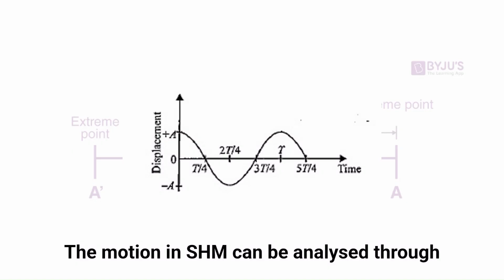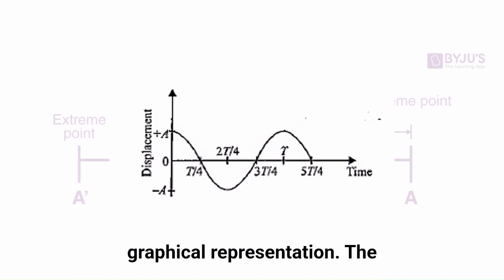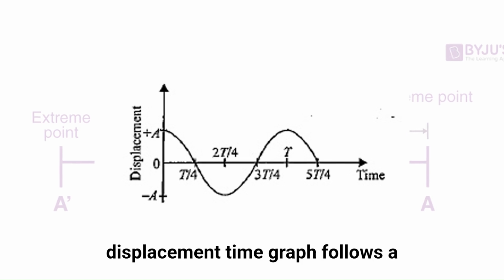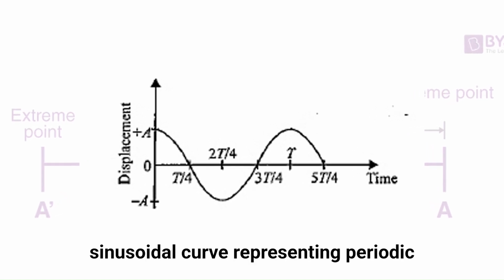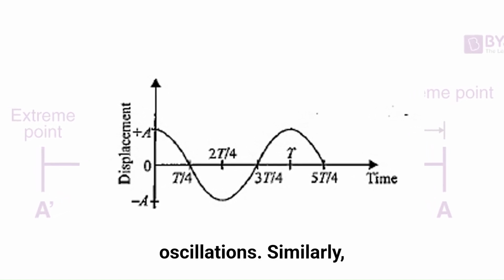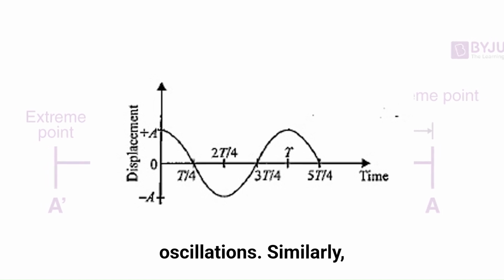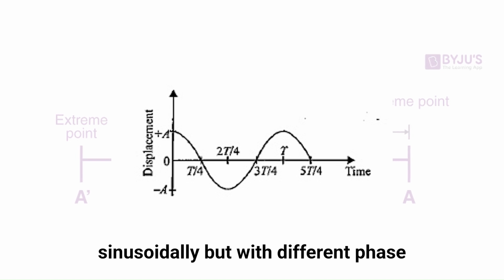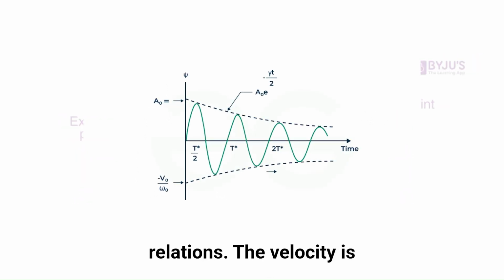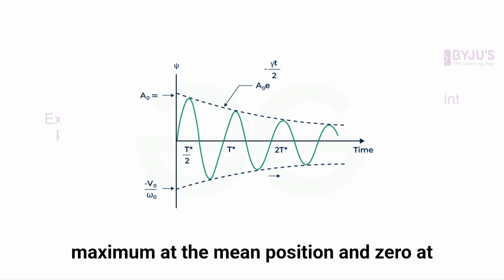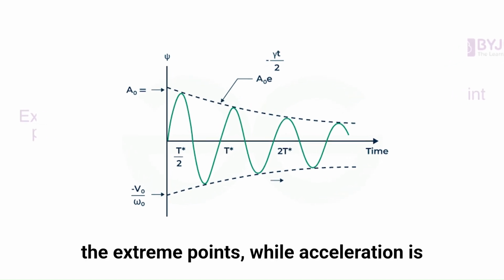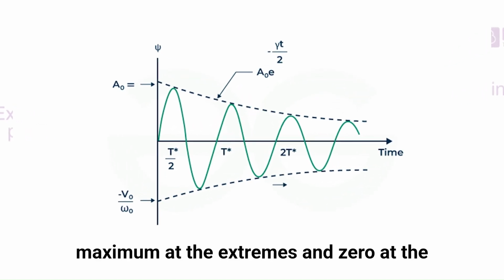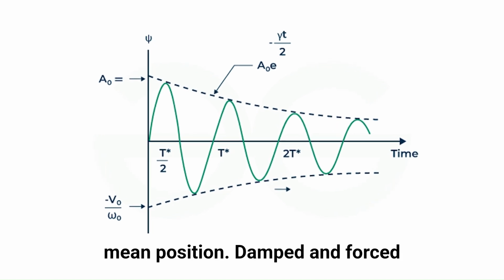The motion in SHM can be analyzed through graphical representation. The displacement-time graph follows a sinusoidal curve representing periodic oscillations. Similarly, velocity and acceleration vary sinusoidally, but with different phase relations. The velocity is maximum at the mean position and zero at the extreme points, while acceleration is maximum at the extremes and zero at the mean position.